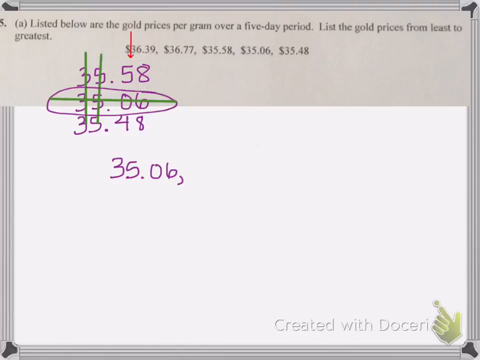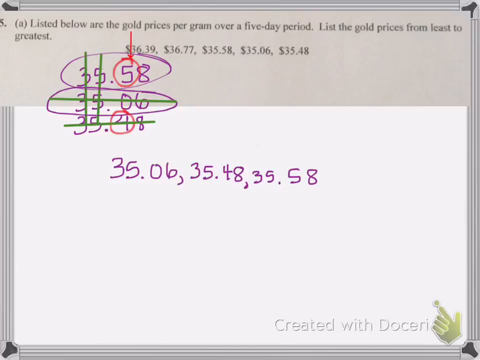All right, I'm done with that one. Let's keep looking in the tenths place. I have a 5 and I have a 4. Well, 4 is obviously smaller than 5. So my next number is going to be 35.48. And now that I'm done with that one, 35.58 is going to be the next number in my list. Okay, so I'm done with those. Let's get rid of those.